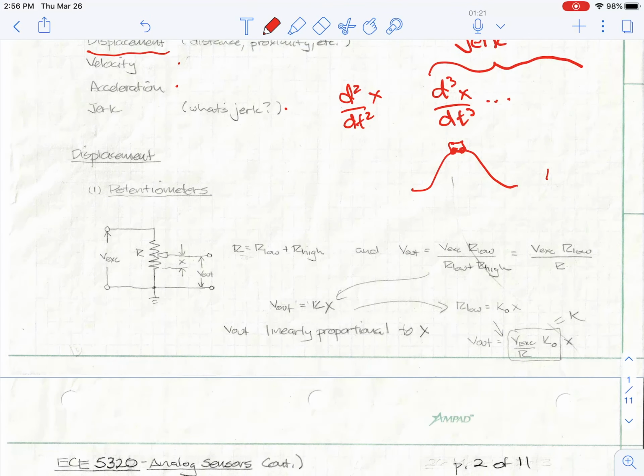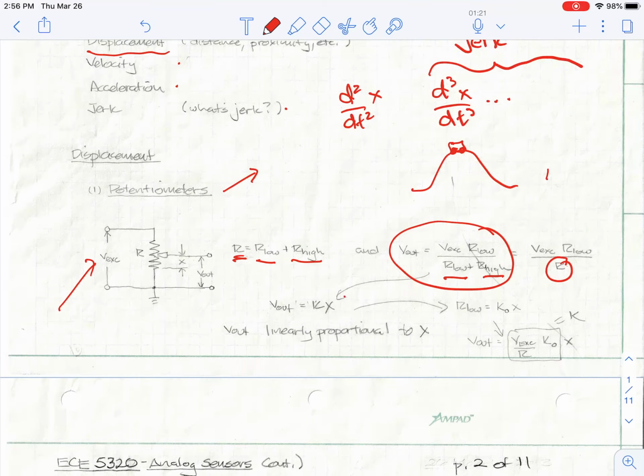One of the simplest displacement measurement devices is a simple potentiometer. These can be placed in a voltage excitation circuit in a voltage divider arrangement, and the total resistance of the potentiometer is R, and this consists of a high and a low value. I can figure out what the voltage out is using a voltage divider equation. Noticing on the bottom here that this is just R, I end up with an equation that describes the output voltage.